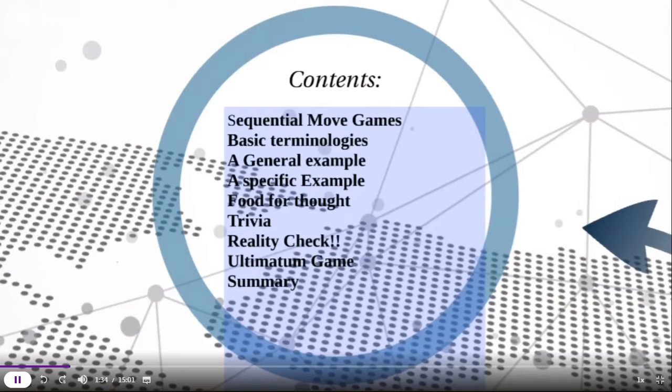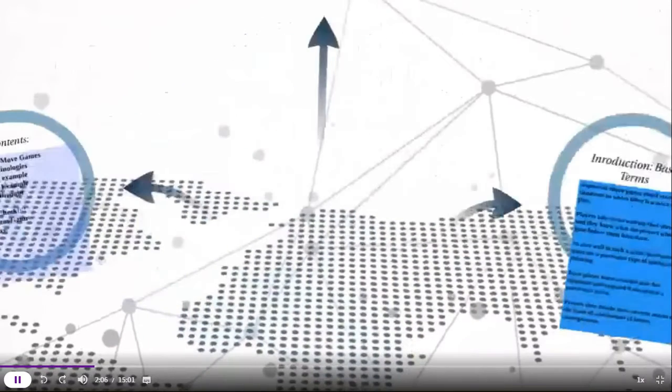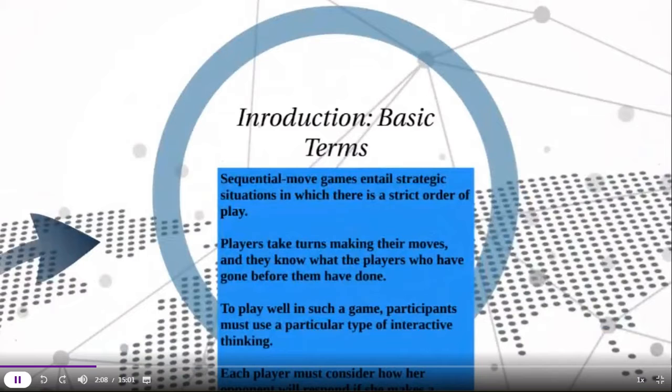And then we'll give a specific example of an electoral competition, and then we'll move on to something called food for thought, and then as usual an interesting trivia. Then we'll have a reality check, and then we'll give an example to support the claims that we're going to make in the segment called reality check, and then finally we're going to summarize the entire thing. So that's the gist of today's presentation. So without further ado, let's go to the introduction.